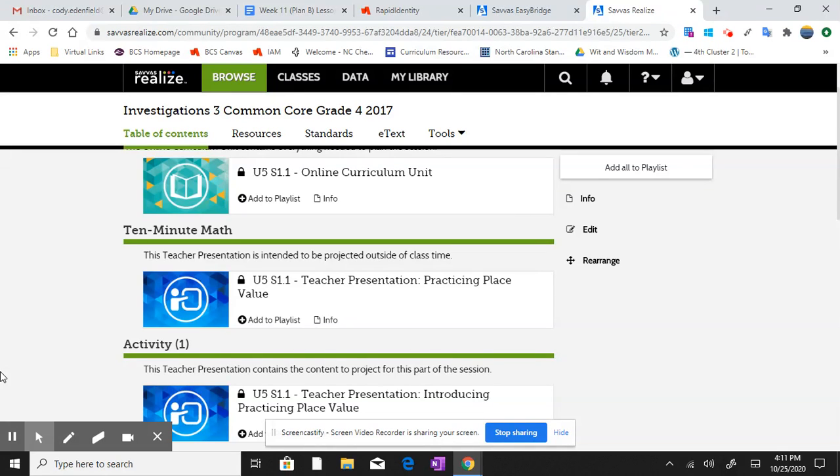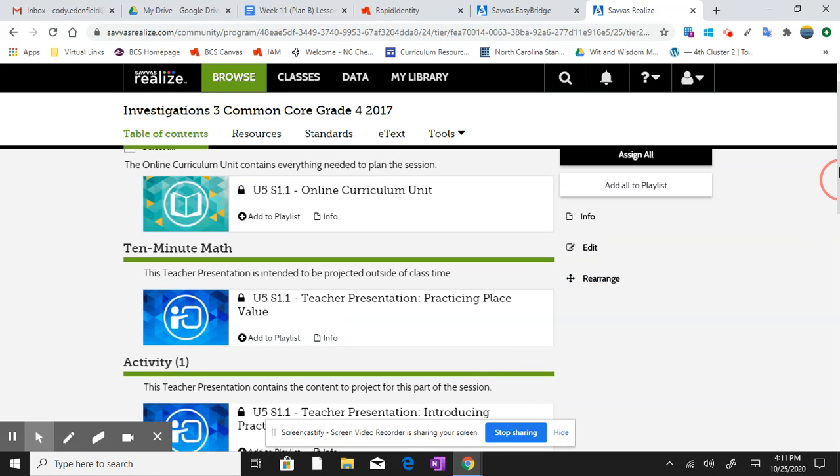Hi guys, so today we are starting a new cluster in math. Cluster 3, Unit 5, which has to do with adding and subtracting large amounts up to 10,000.